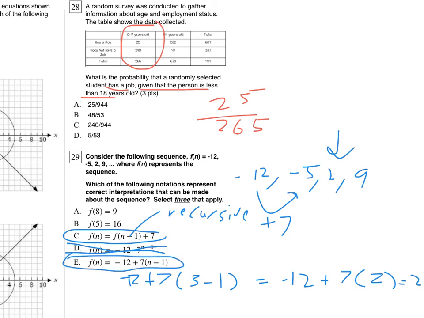And then f of 5 would be 16. So if I added 7 again, would that give me 16? And yes, it would. And then f of 8 would be 9. That is not going to work here. If I continue this pattern, f of 4 is already 9, so it's not going to go back to 9 if I keep adding 7.